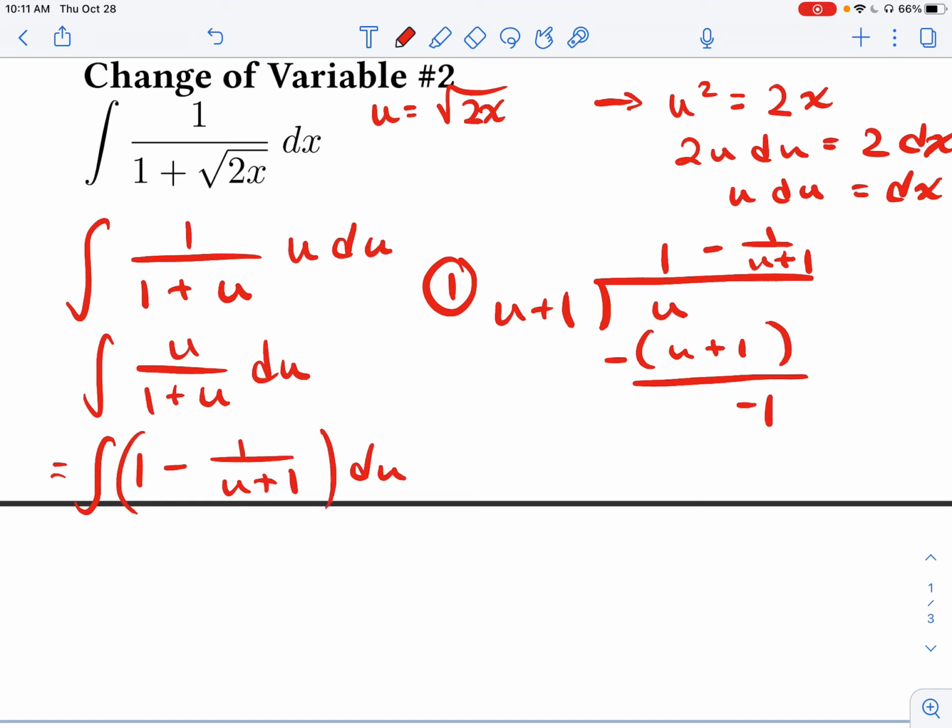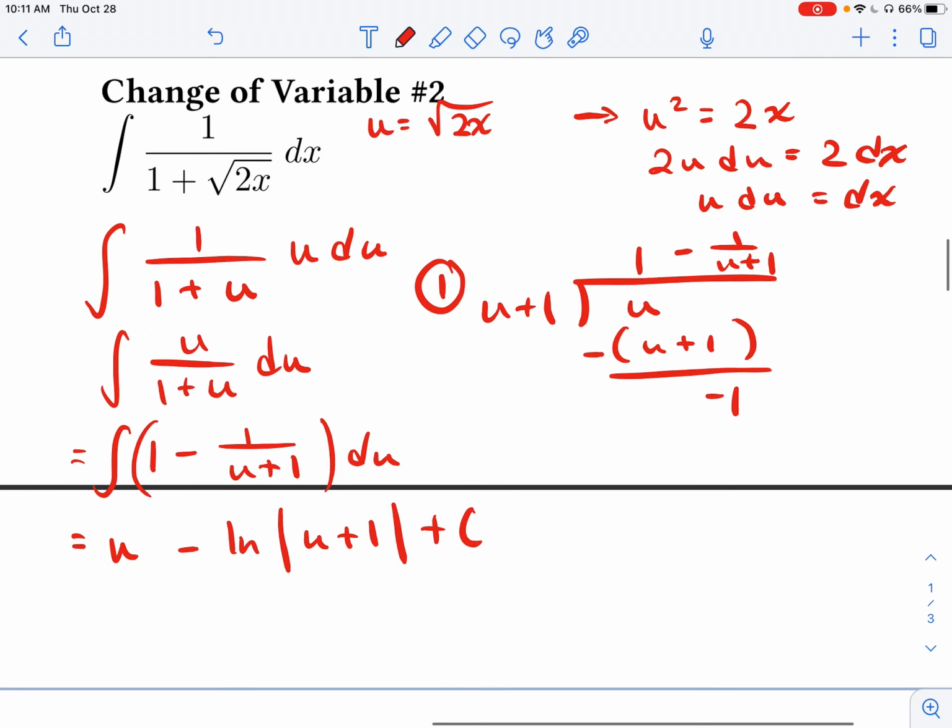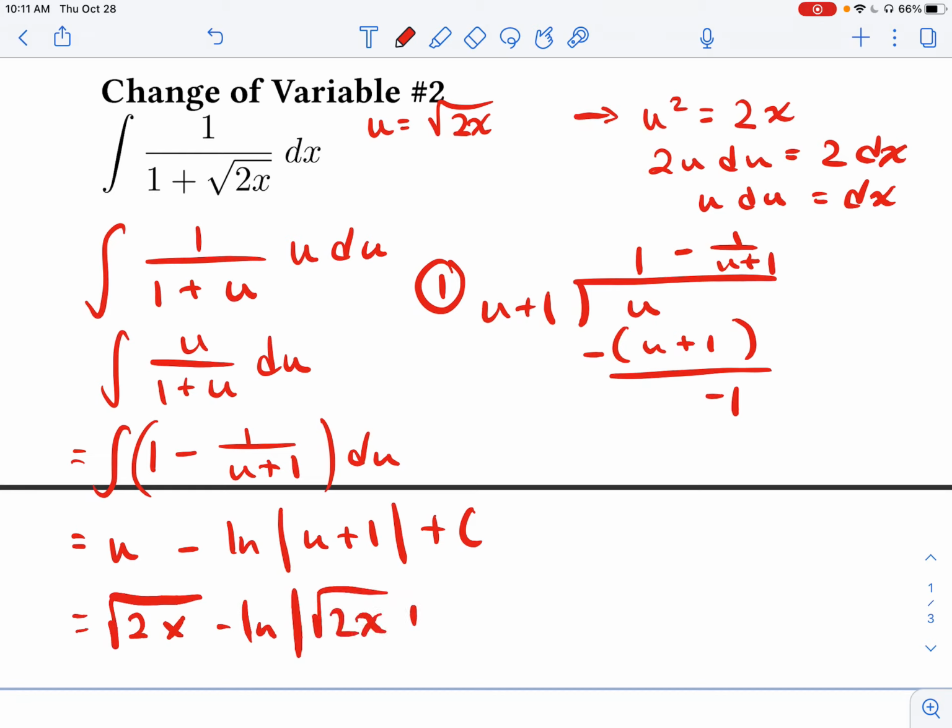Well, if I integrate each of these terms, the integral of 1 is simply u. The integral of 1 over u plus 1 is going to be the natural log of the absolute value of u plus 1 plus c. And then substitute in what we've defined for our u. So we've got root 2x, minus the natural log of the absolute value of root 2x plus 1, all of that plus c. Okay, so that is our first option, just divide the numerator by the denominator.